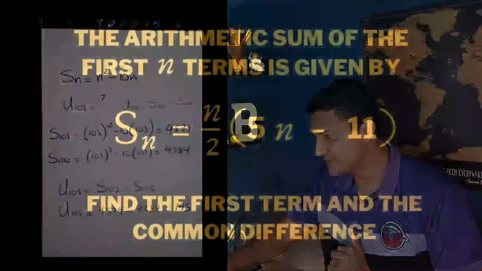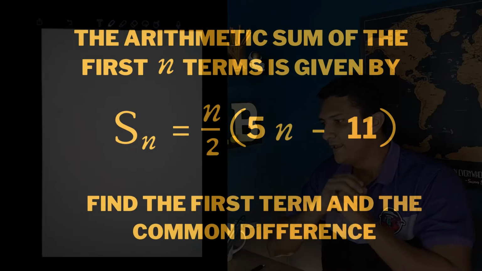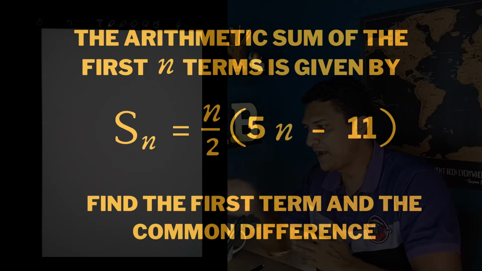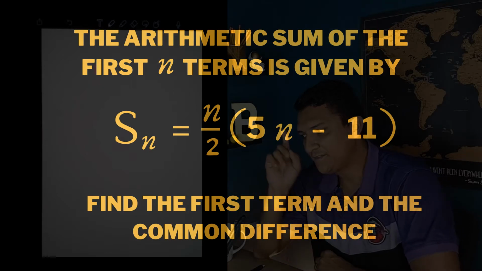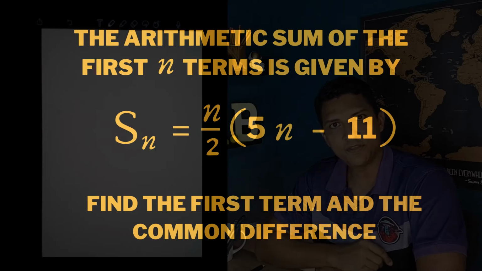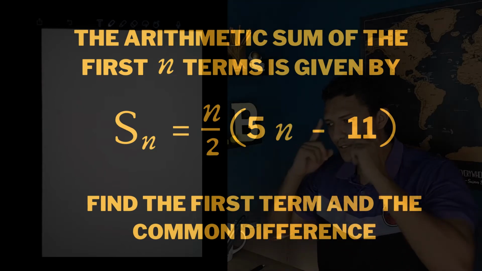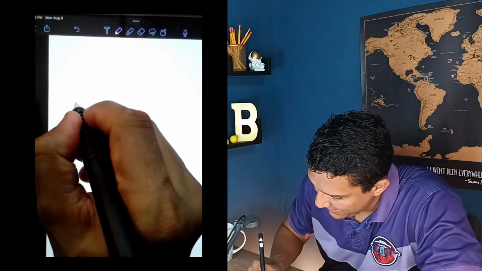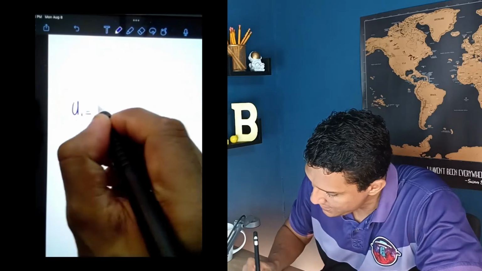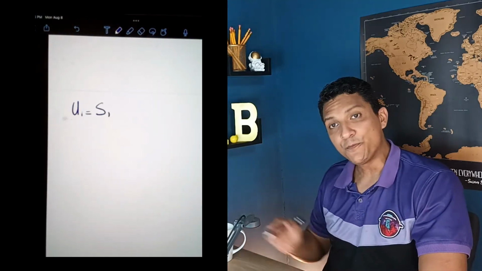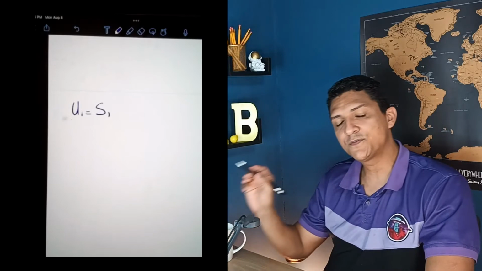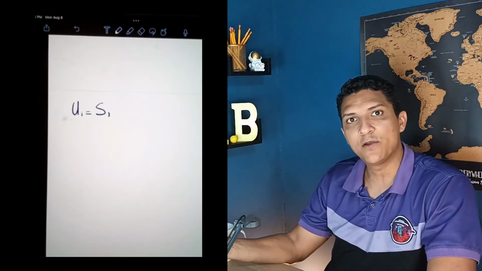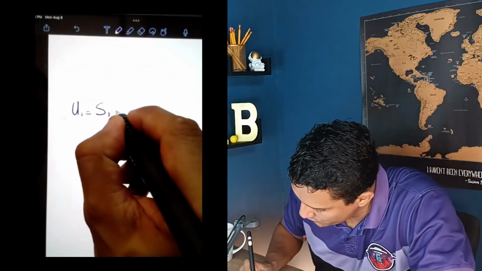The next example says, the arithmetic sum of the first n terms is given by that formula that is there. Find the first term and the common difference. So again, we need to remember what we just learned. We learned that U1 equals S1. So the formula that they are giving me is this formula for the sum. If I want to find S1, I just need to replace n by 1, and that is going to be U1. So that is what I'm going to do.